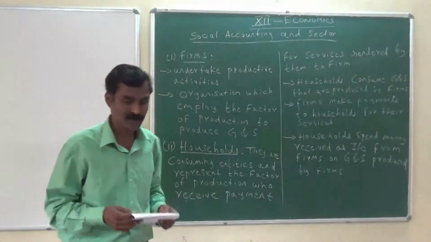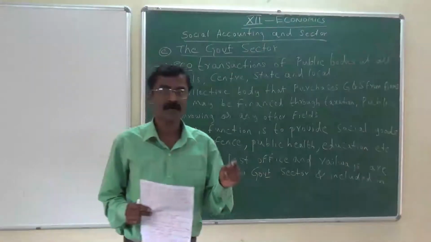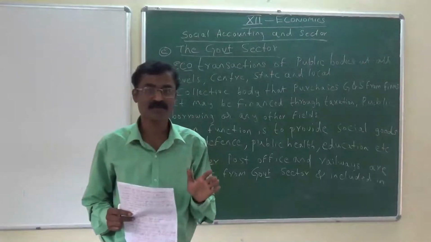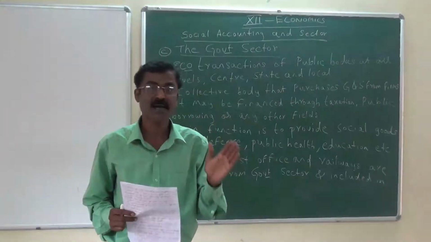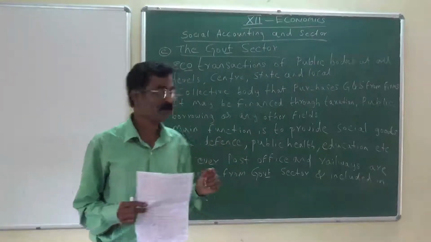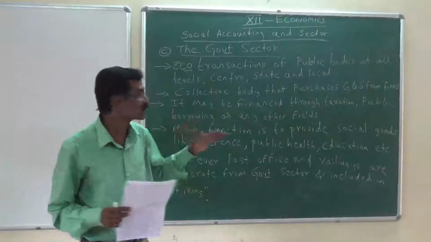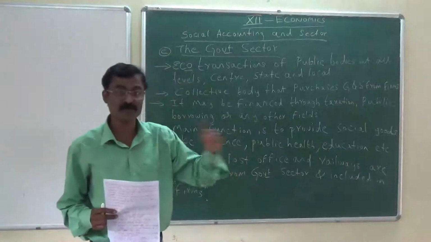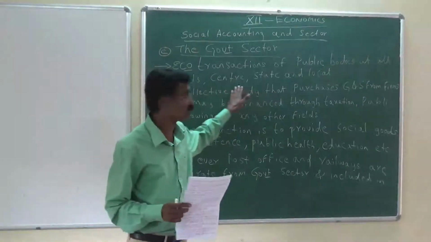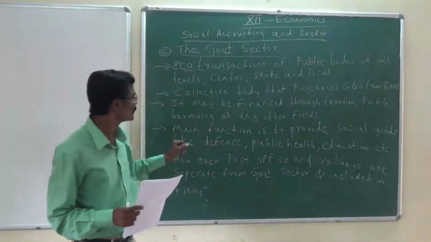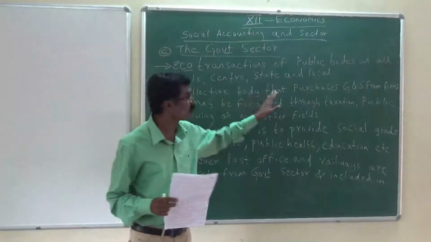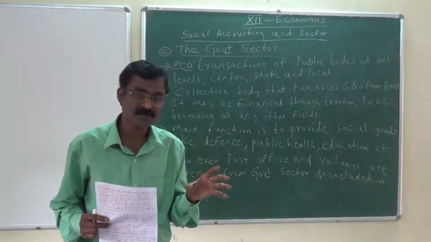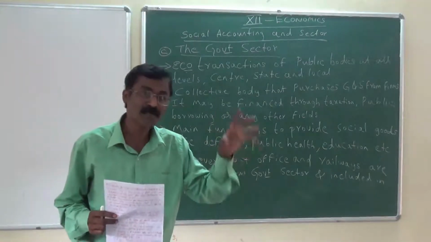Okay, now we'll see the next topic. The next sector after the firm and household is the government sector. What is the main function of the government sector? The main function of the government sector is to ensure the safety and social responsibility of the people. There are economic transactions of the people at all levels, that means center, state and local. So there must be some economic transactions between these three levels. It is also the collective body that purchases goods and services. That means the government sector purchases goods and services from the firms, from the local firms.